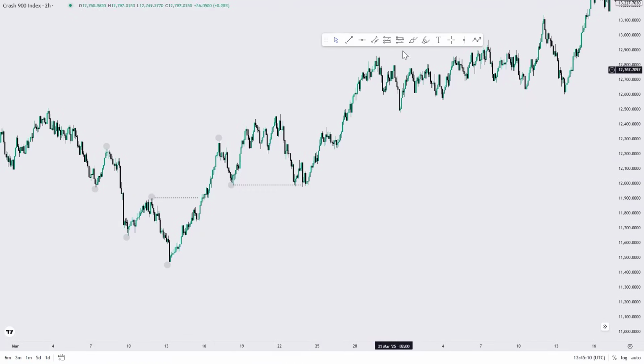So let's first stick to reading the structure. You see, these are change of character. Price forms a high, forms a higher low. This is a new higher high. Price forms a new higher low. We have some internal structure right here. Price moves higher to form a new higher high.